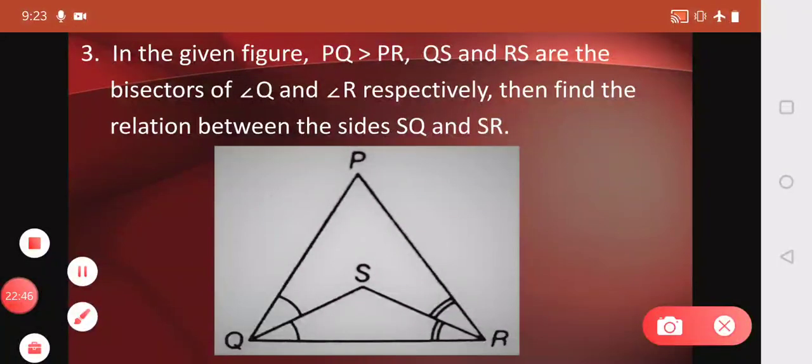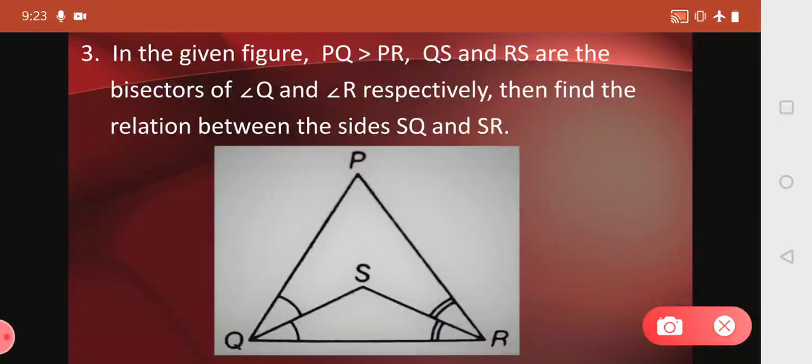You can see in the figure that PQ is greater than PR. This is greater than this side. So angle PRQ will be greater than angle PQR. This will be the smaller angle and this will be the greater angle. Now we take half of both. We divide both sides by 2. So we get half of angle PRQ, this is our angle PRQ. Half of this angle is greater than half of angle PQR, that is this angle.